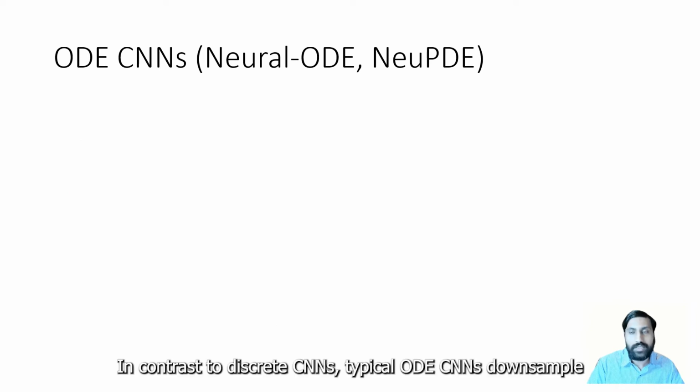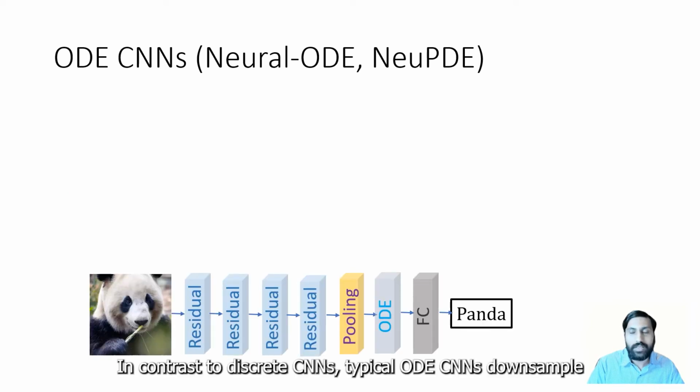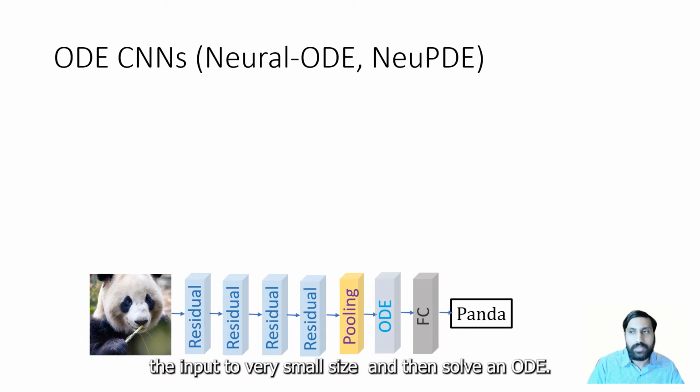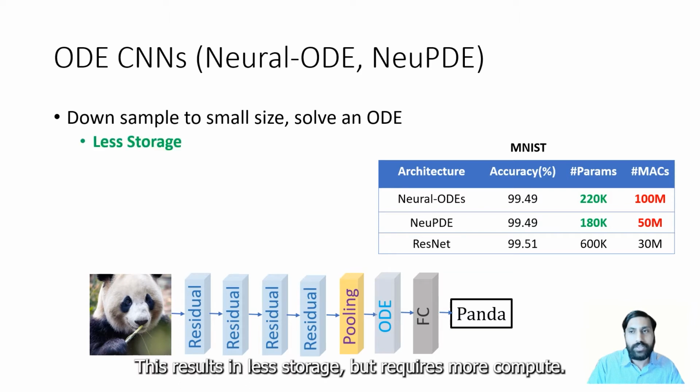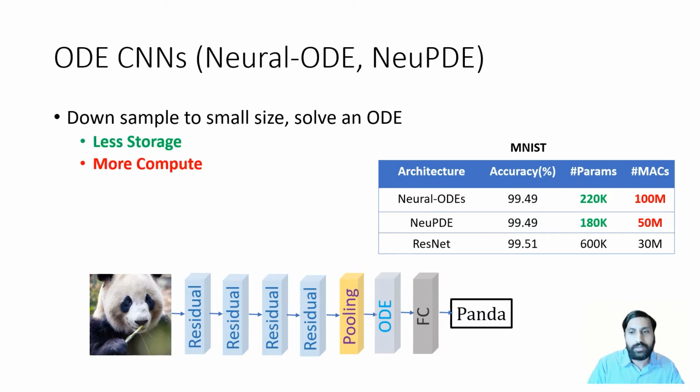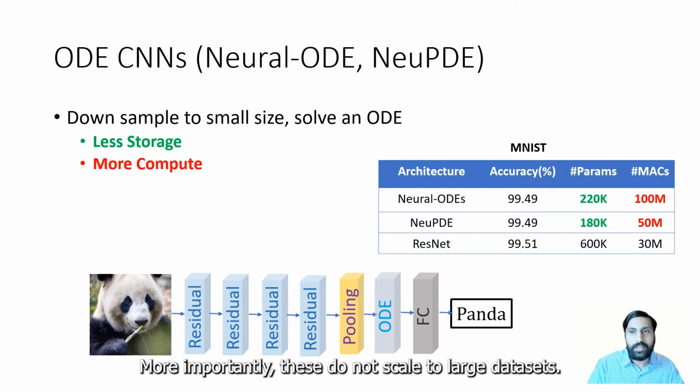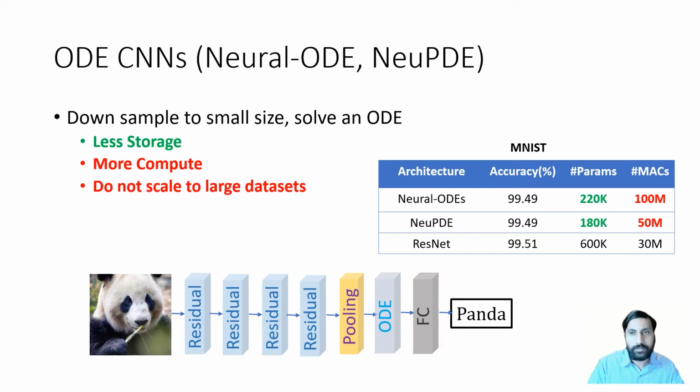In contrast to discrete CNNs, a typical ODE CNN downsamples the input to a very small size and then solves an ODE. This results in less storage, but requires more compute, and more importantly, these do not scale to large datasets.